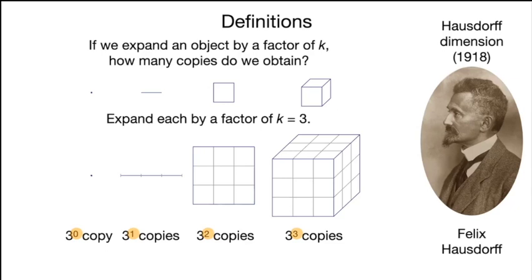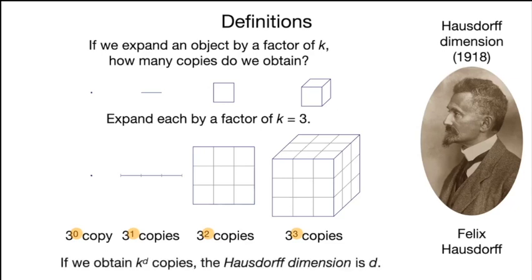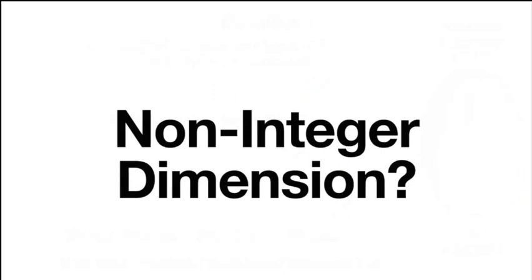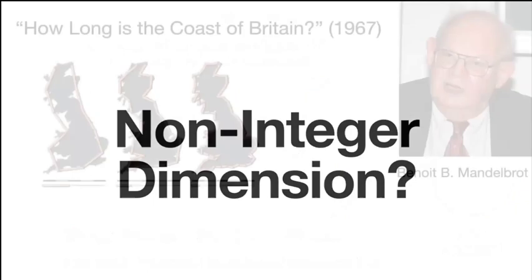So that was sort of the basis behind the Hausdorff dimension. So if we expand it by a factor of k, and we get k to the d copies of our original, then the dimension is d. So that's kind of cool. Nice visual way of thinking about this. One interesting thing is it allows us to produce non-integer dimensions.